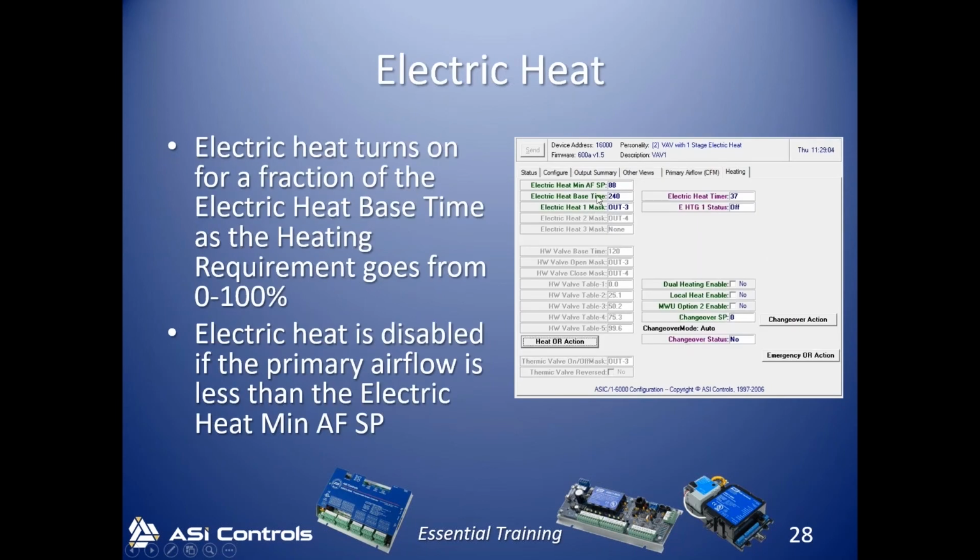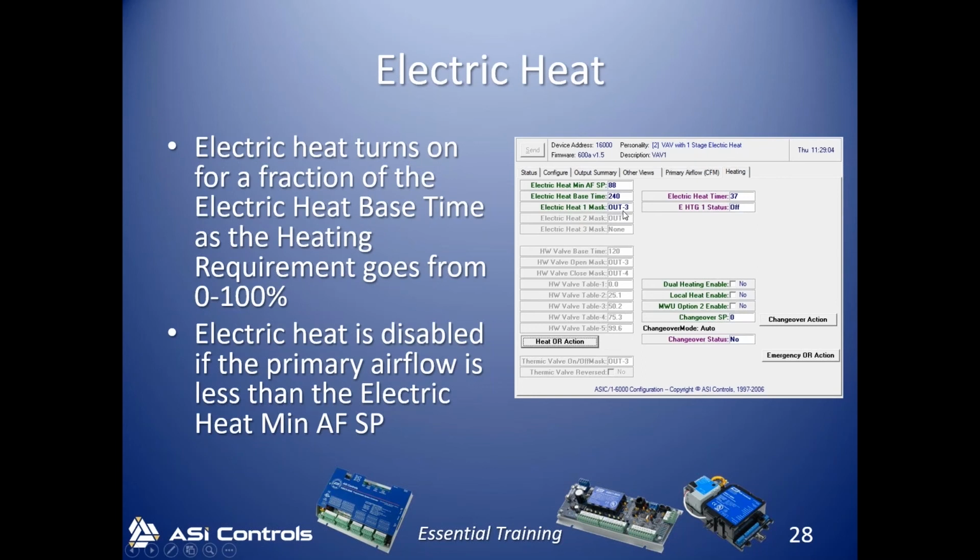And so that brings us to reheat. For a single stage of reheat, if we chose that personality, then there's a heating tab. And there's this electric heat minimum airflow set point that we're going to want to set to 0, because that value normally says what's the minimum airflow that I need to measure before I allow the electric heat to turn on. And since we're not measuring airflow, if we set that to 0, then it basically disables it.